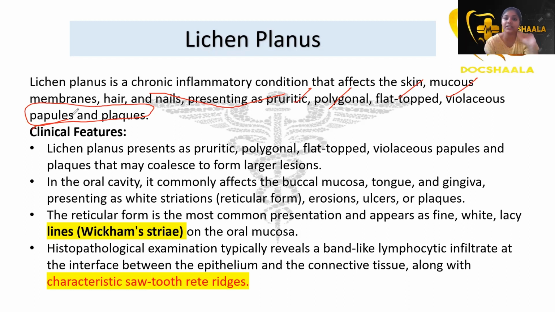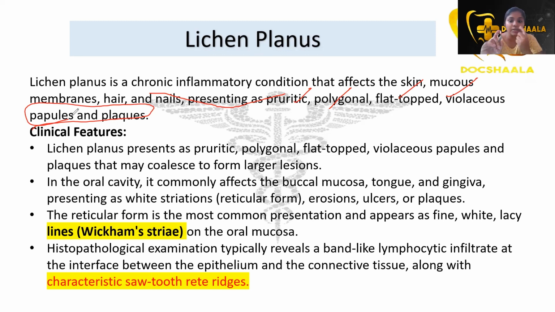What is the distinguishing point in this disease? This is the very important thing. You either make a table or make a chart where you can list out these distinguishing characteristics so that you can keep on revising and you don't forget it. So in lichen planus, it will be violaceous papules or plaques. This is very important.